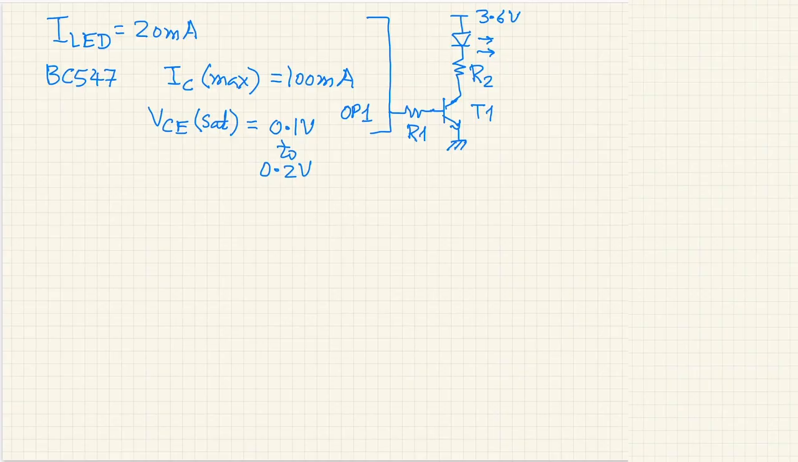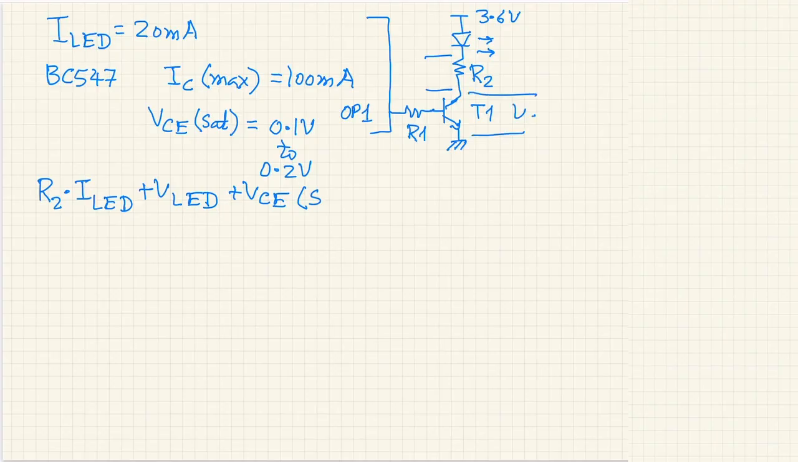So now we have to calculate the value of R2. So R2 into the collector current, that is I LED, plus VLED, the voltage drop across the LED, plus VCE SAT, as we see here. Here is the VCE SAT, VCE saturation. All the sum of these three elements will be equal to the supply voltage, which is 3.6 volts.